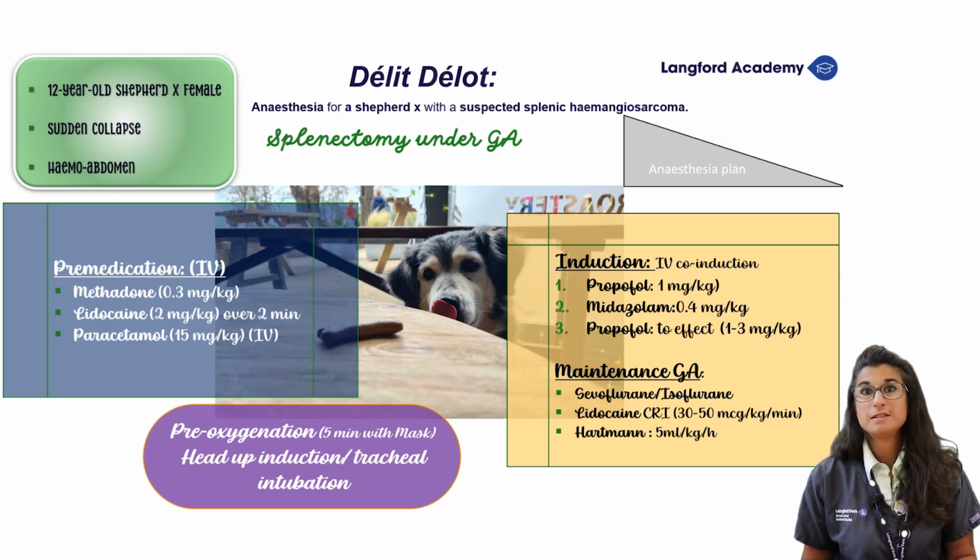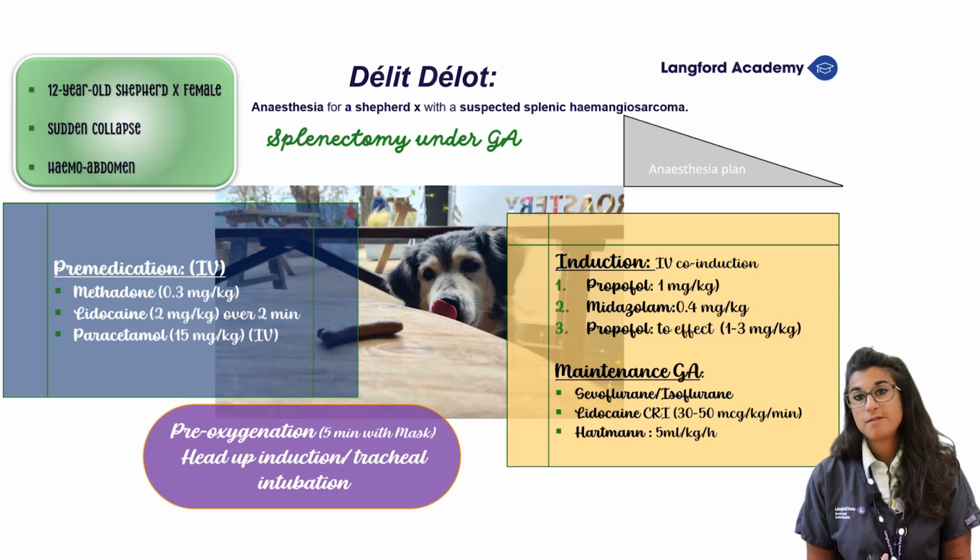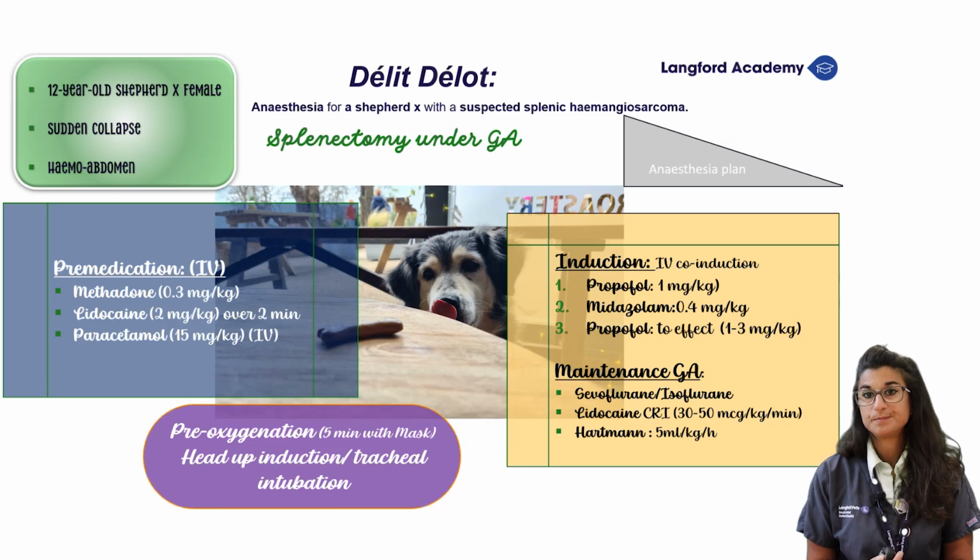Giving a lidocaine CRI is quite beneficial, between 30 to 50 microgram per kilo per minute, because it would provide MAC-sparing effect, some analgesia effect as well. There is also some antiarrhythmic effect, especially for ventricular premature complexes or tachycardia on those patients. And there might be some evidence that the outcome is improved when the patient has received lidocaine CRI. And then obviously continue fluids with Hartmann's at 5 ml per kilo per hour.